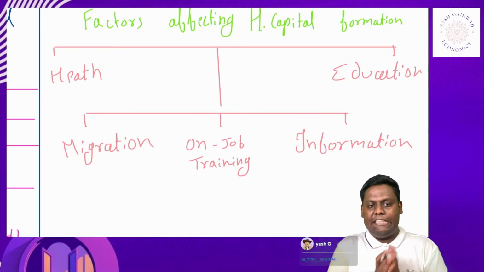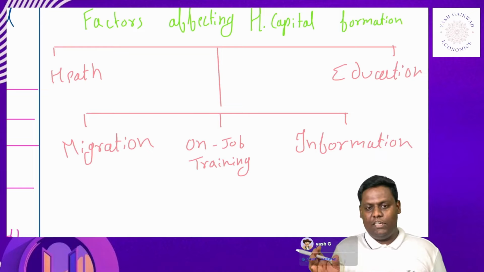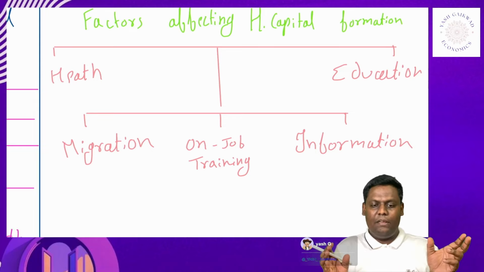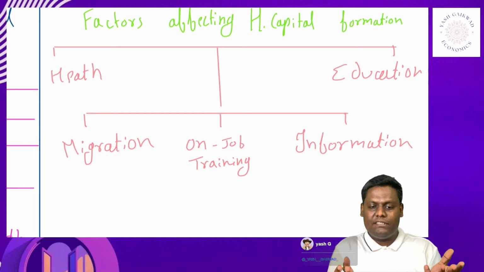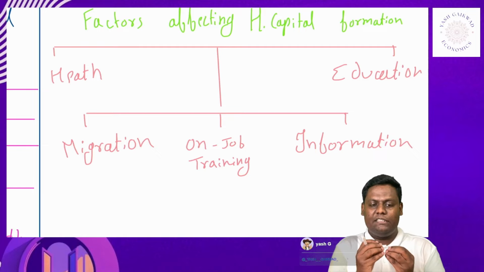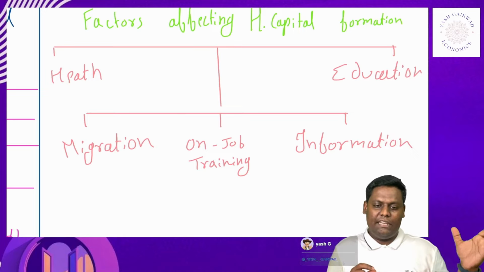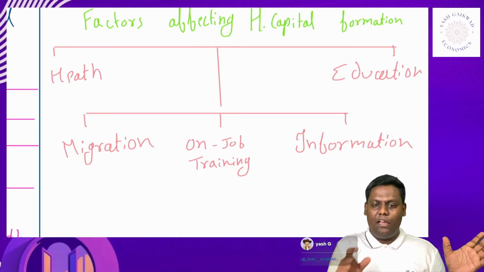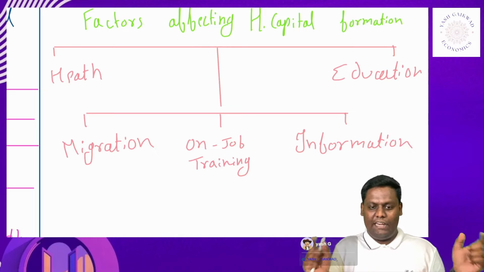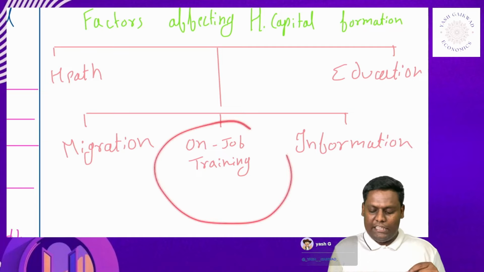Now, let's say a person is healthy, he has good education, and he is in a place that provides ample opportunities to him. Can he straight away be more productive? The answer is no. He will still require a certain amount of training. So we'll be looking at the importance of on-job training, as the education that one acquires is mostly inclined towards the theoretical. So we need to teach people how to apply them in real life. That is what we'll be covering in the training section.